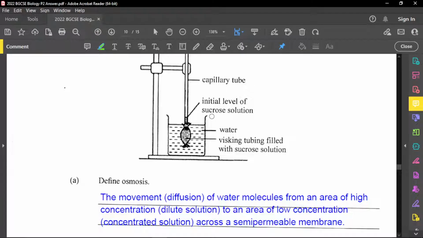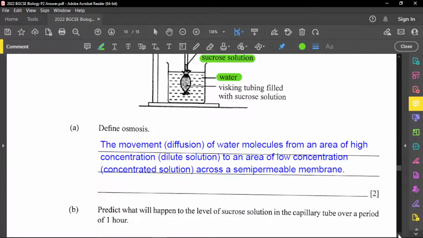Just want to point out something in here. In the biskin tubing, we have sucrose solution. However, in the beaker on the outside here, we have water. And I'm assuming that this is pure water. Well, it doesn't matter if it's pure or not, but they say water, which means we can assume that it's pure.